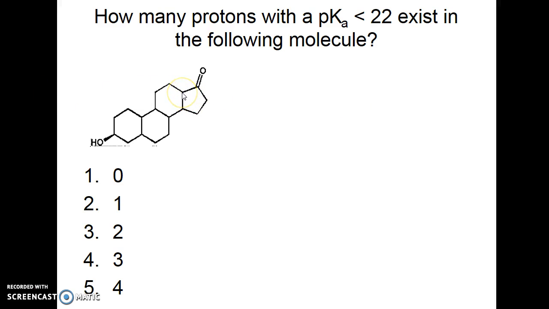How many alpha carbons here? 1. How many there? 2. So the total is 4, and that is the correct answer.